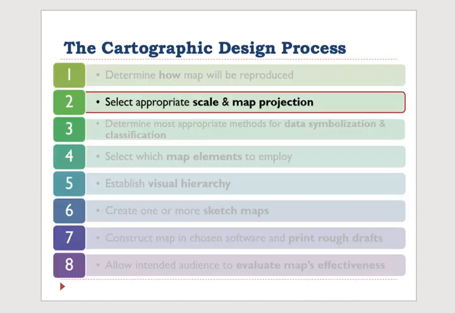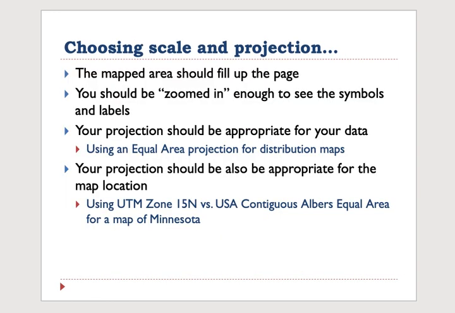So to select the appropriate scale and map projection, the mapped area should fill up the page and you should be zoomed in enough to see the symbols and labels. Your projection should be appropriate for your data, so using an equal area projection for distribution maps. Also, your projection should be appropriate for the map location, so using UTM zone 15 north or using the USA contiguous Albers equal area for a map of Minnesota.